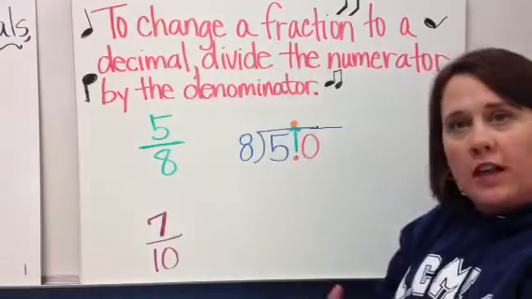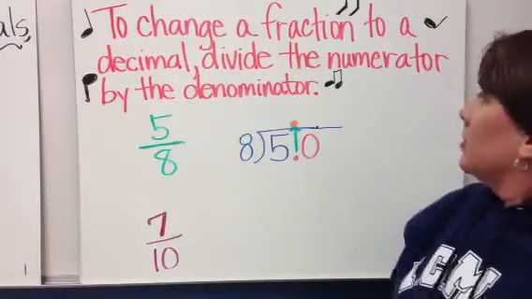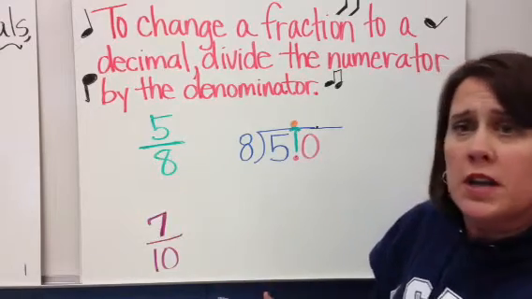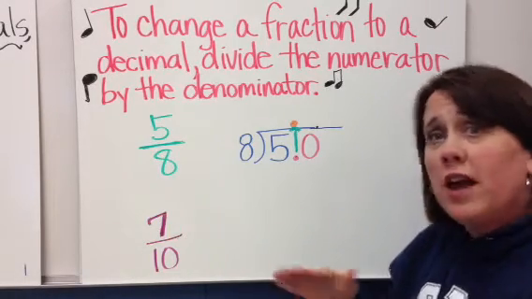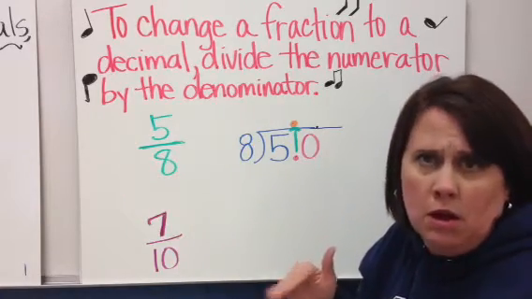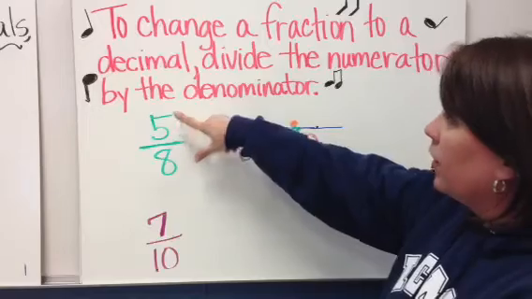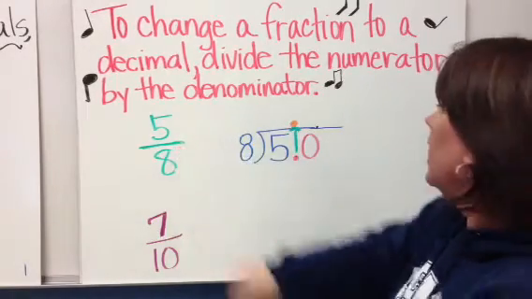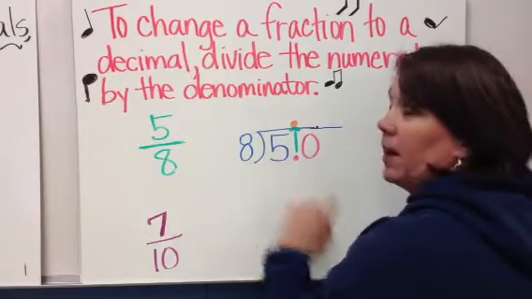I have a little song I like to sing, or a little chant, and it goes like this to help you remember. To change a fraction to a decimal, divide the numerator by the denominator. Okay, so that means the numerator divided by the denominator. That's what this bar means, is divide. So I have 5 divided by 8.